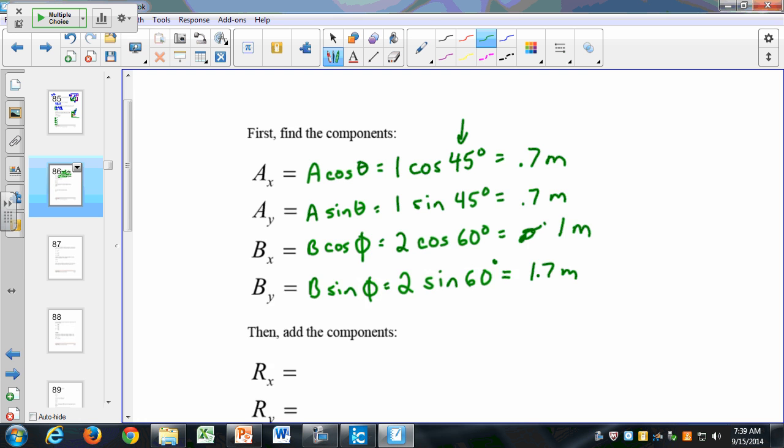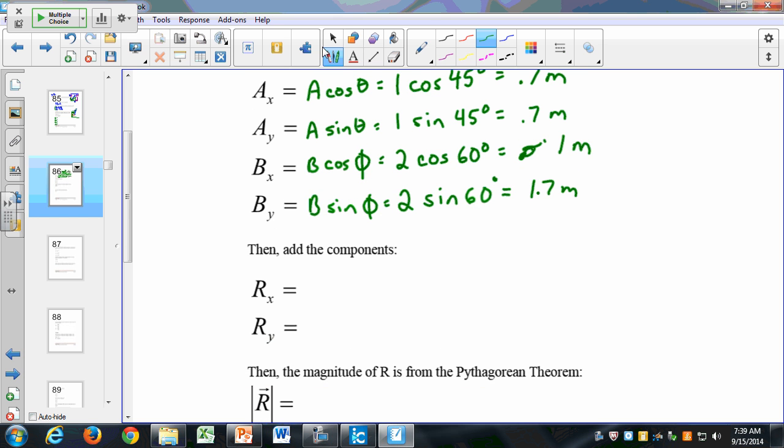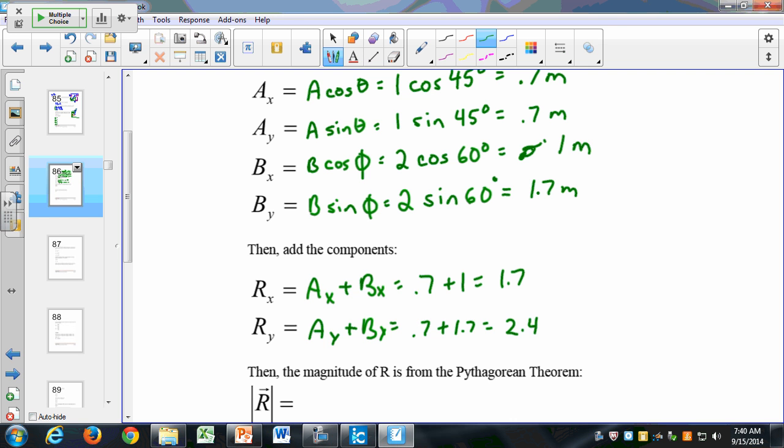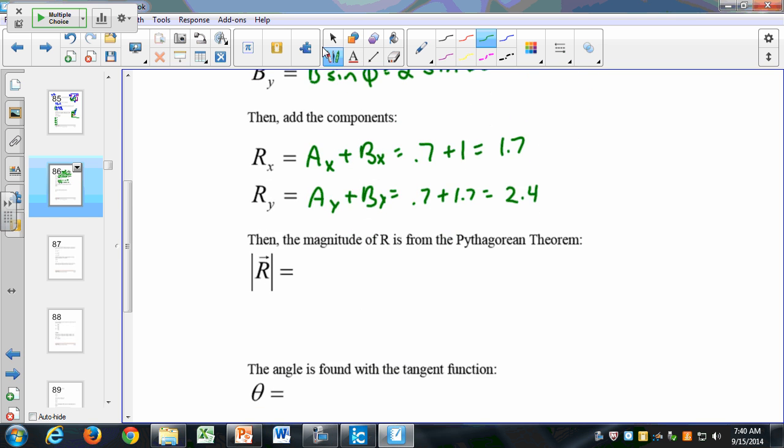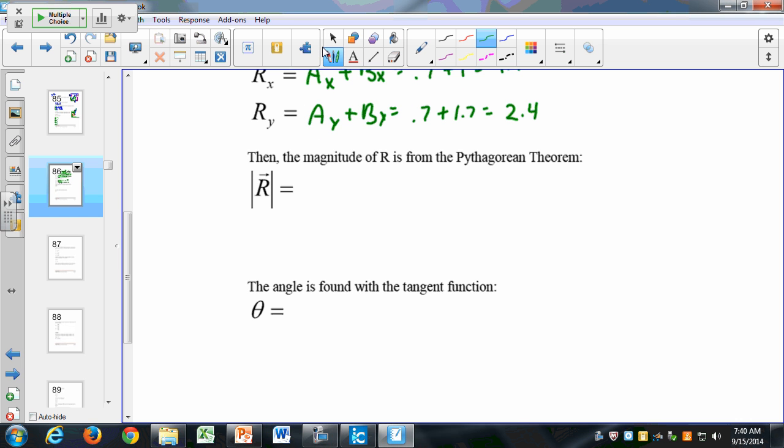All right, these are the x and y components of A and B, and then you want to add the components to find the x and y components of R: Ax plus Bx, Ay plus By. That's going to be 0.7 plus 1, and 0.7 plus 1.7. Then you can find the magnitude. I'll let y'all do that on your own, and then also find the angle theta for that vector R.